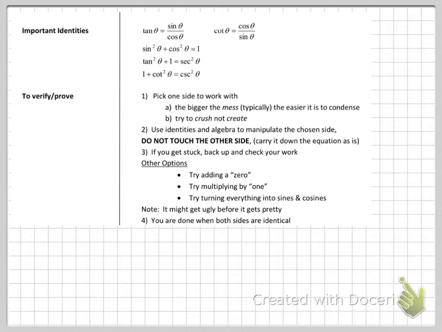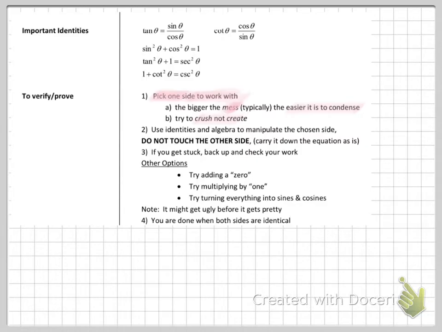You're going to pick one side to work on. You're only allowed to manipulate or change one side of the proof. The other side will never change. It's recommended that you take the bigger, messier one and you condense it, because it's easier to condense a mess than it is to create one, which is what this says: try to crush, not create.